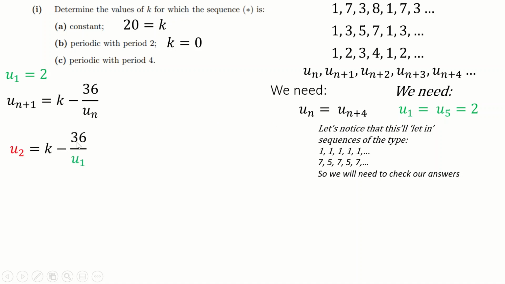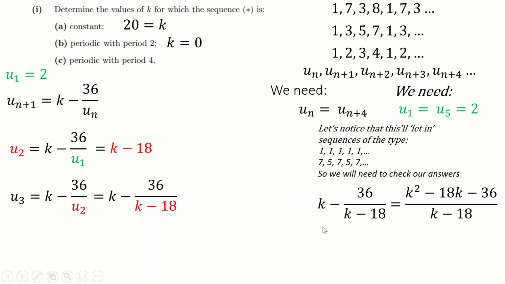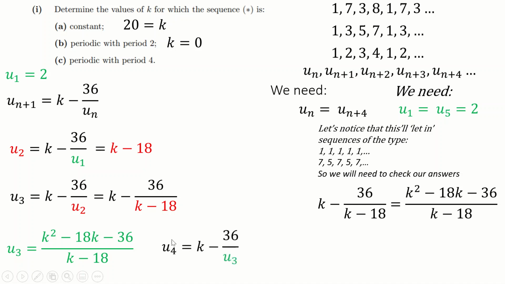So u2 is equal to k minus 36 over u1. Now I know what u1 is, that's 2. And we've already worked this out. 36 over 2 is 18, so I get k minus 18. u3 is k minus 36 over u2. But I know what u2 is, that's the red thing here, so I put that in. And now I've actually already sorted this out. I sorted it out on the previous page by multiplying this by k minus 18 over k minus 18. And eventually I got this when I sorted it out. So I know that u3 is this, and just pause the video, go back to see me do this again. But this here I've already done, and it's this. Okay, so that's u3.